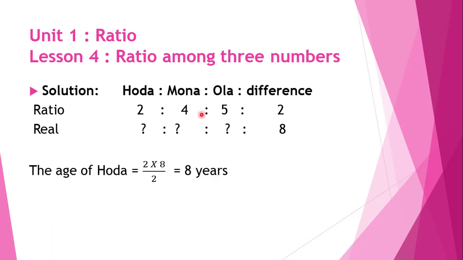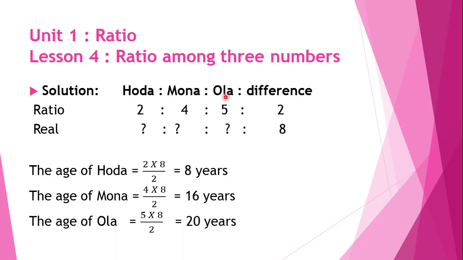Okay, I want to calculate the age of Huda, then Mona, and also Ola by cross product by the same way. 8 times 2 over 2. So Huda is 8 years old. Then Mona, 8 times 4 over 2. So Mona will be 16 years. And finally Ola, 8 times 5 over 2.